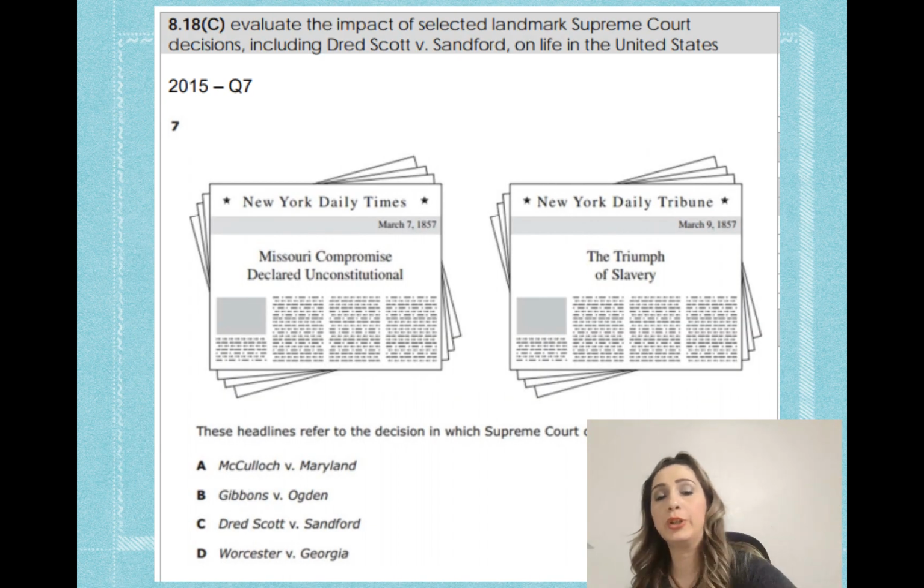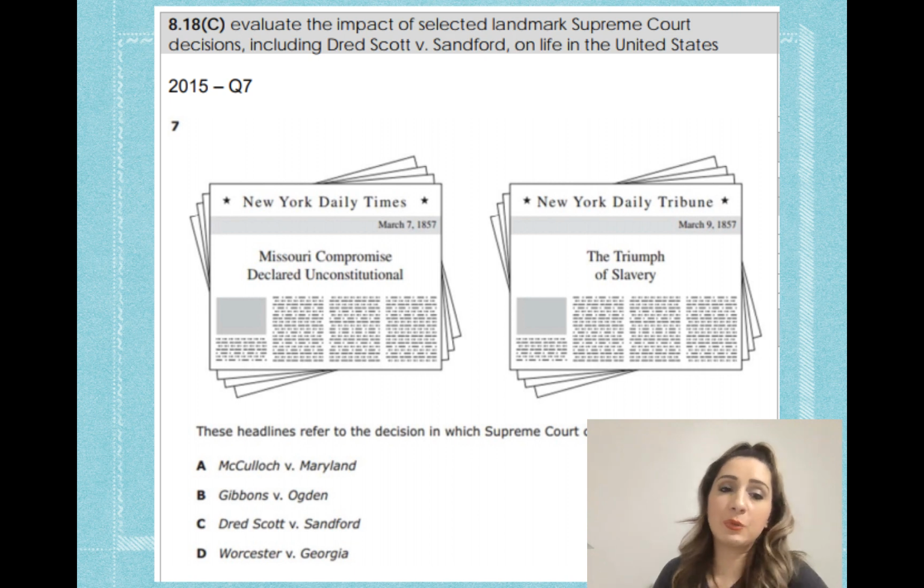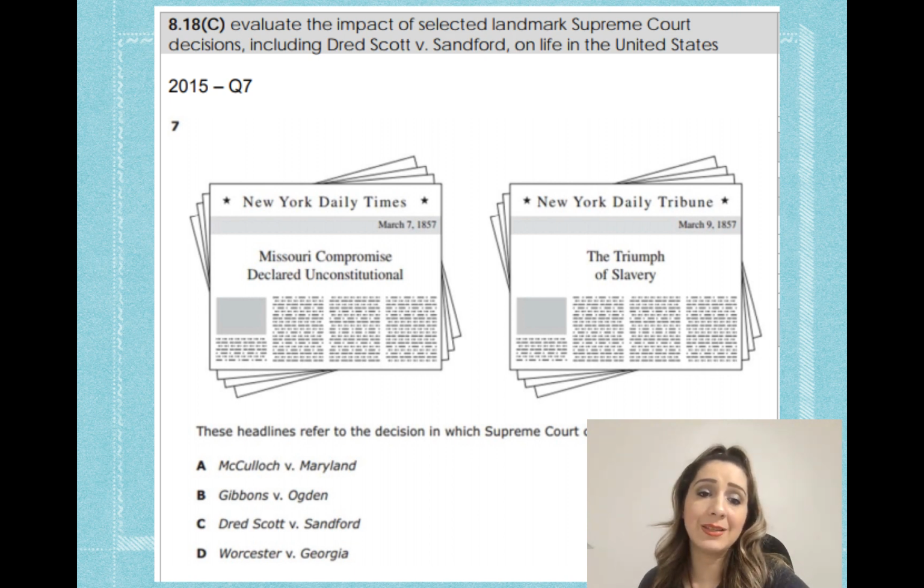So here's a question for you. Two newspapers. The first one reads, Missouri Compromise is declared unconstitutional. And the next one, The Triumph of Slavery. These headlines refer to the decision in which Supreme Court case? A. McCulloch versus Maryland. B. Gibbons versus Ogden. C. Dred Scott versus Sandford. Or D. Worcester versus Georgia.